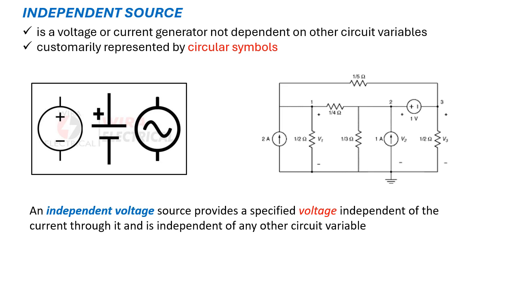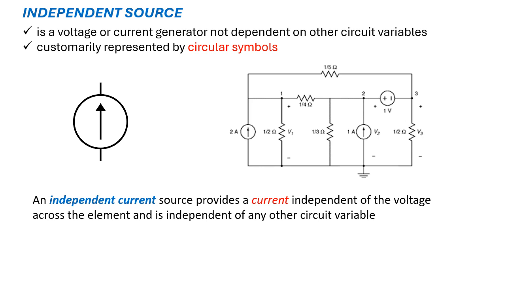In this figure also, in this network, you can see there are three sources. Among these three sources, one is an independent voltage source. This circle here with a plus and minus sign in it. Meanwhile, if the network you're analyzing is represented by a circular symbol with an arrow in it, that's an independent current source. Again, a source represented by a circle with an arrow in it is an independent source.